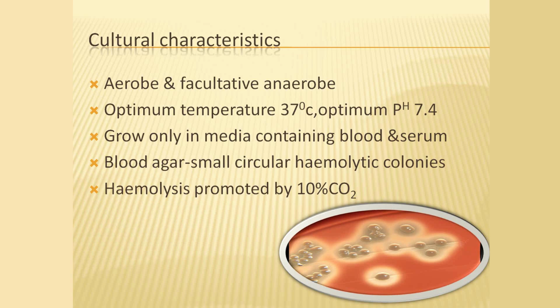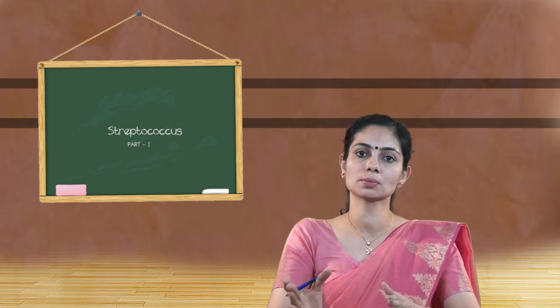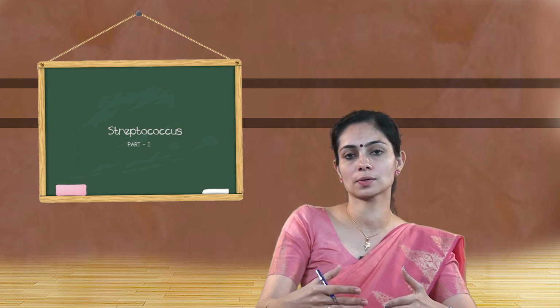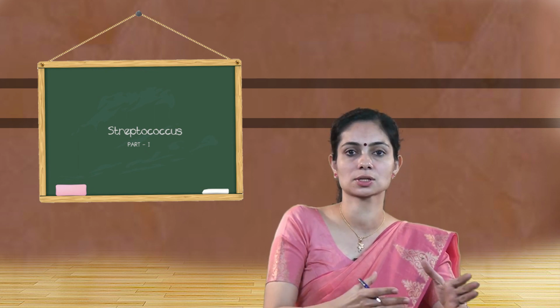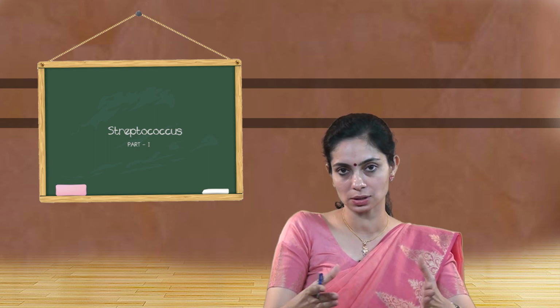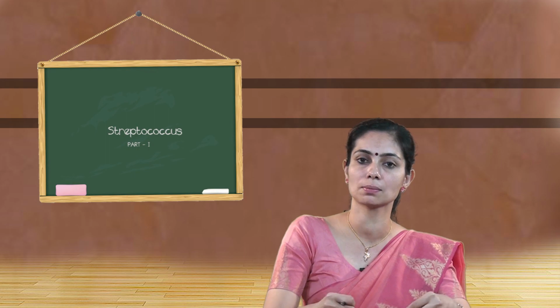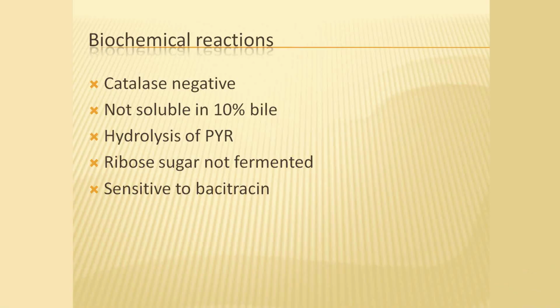Coming to the tests, which tests will differentiate this bacteria from other bacteria? We have a variety of biochemical reactions based on our requirement, whether you are differentiating from Staphylococcus or doing species differentiation. We have sensitive tests, we have many biochemical tests. So, the first one is catalase negative. When you do the catalase test, it is a biochemical test to differentiate a bacteria which morphologically looks like Streptococcus, that is Staphylococcus. This bacteria is catalase negative.